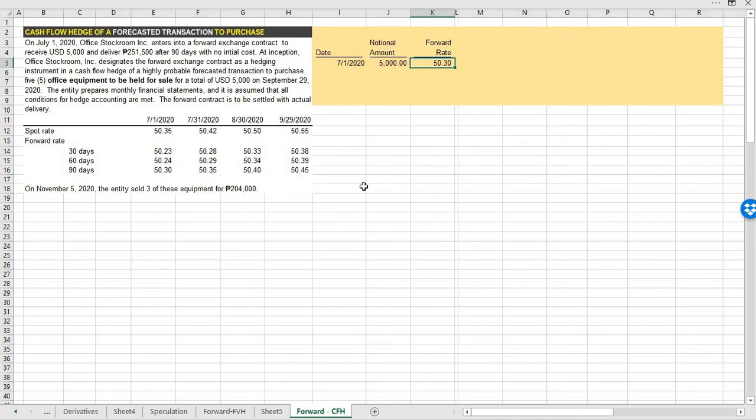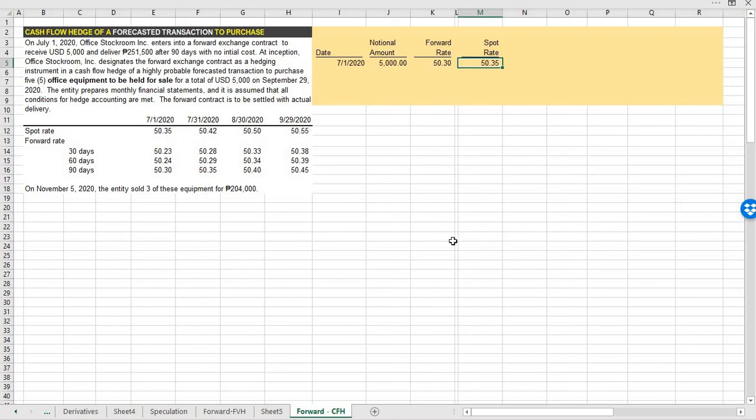So ano yung 50.30? So etong 50.30 daw na to is the expected spot rate 90 days after July 1, 2020, which is the current date. At ano yung 90 days after July 1, 2020? That is September 29, 2020, the settlement date. Tapos, ngayon, i-identify na rin natin sabay yung spot rate kasi kukumpitin din naman natin yung spot element. So, ano ang spot rate natin on this date? So, that is 50.35.